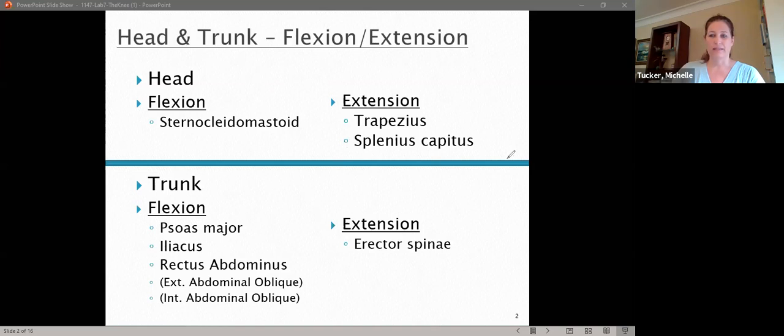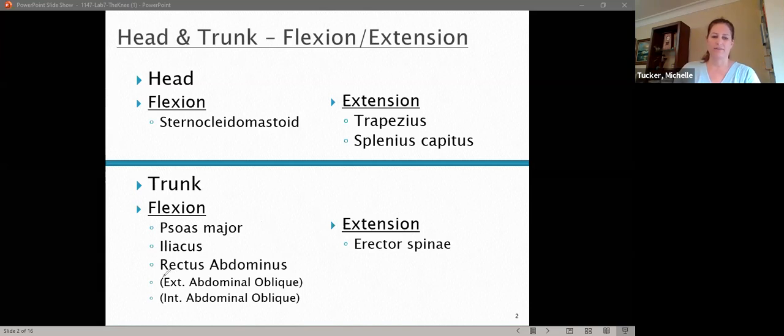The next set of antagonists we're going to look at is flexing and extending the trunk. So flexing the trunk is touching your toes, and that can be performed by any of these muscle pairs. So we have rectus abdominis. If you contract rectus abdominis, it will flex the trunk, as well as psoas major and iliacus. And psoas major and iliacus make up that iliopsoas muscle group.